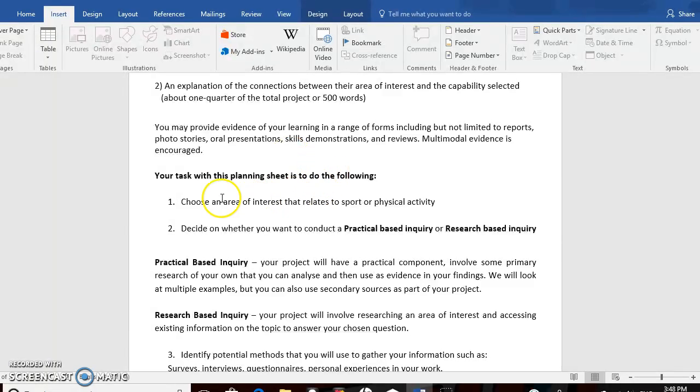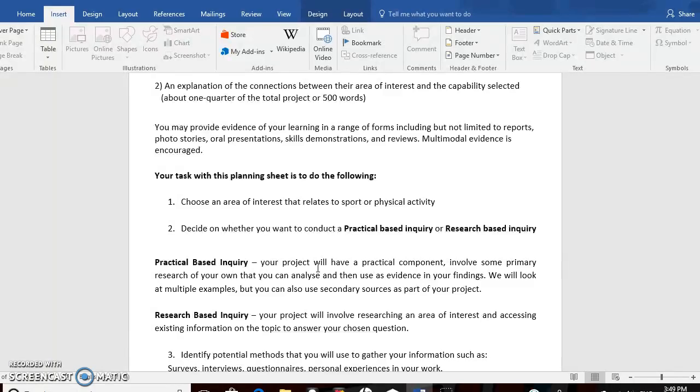So with this planning sheet, I want you to, 1, choose an area of interest that relates to your sport or physical activity. And I stress physical activity because that is linked. So going to the gym or wanting to increase muscle mass and those types of things are all topics that we can look at. And then you need to decide on what focus. Is it going to be a practical-based inquiry, a research-based, or is it going to be a little bit of both? And I've given you a bit of information here.